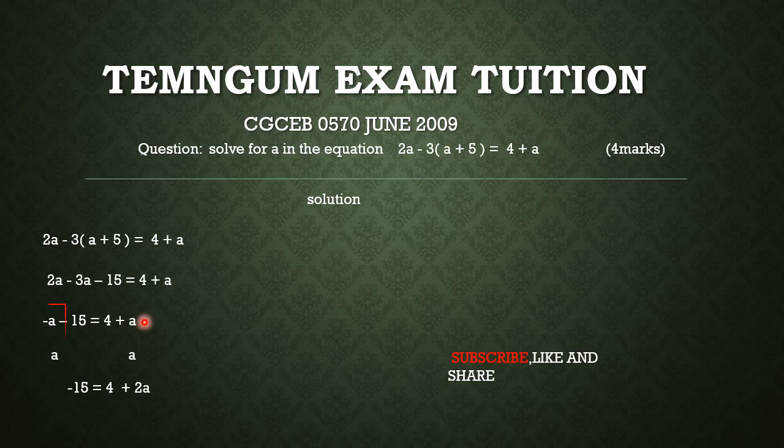This is because negative a plus a is 0, and on the right hand side a plus a is 2a's. You have one thing and you have another thing again. That makes 2, right? 2a's. Now let's go to the next step.